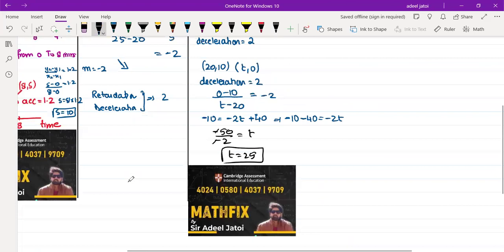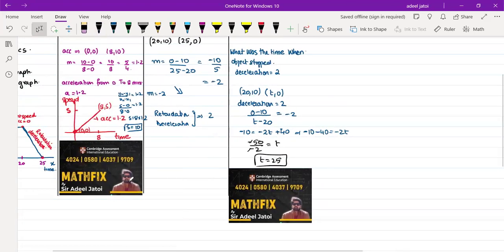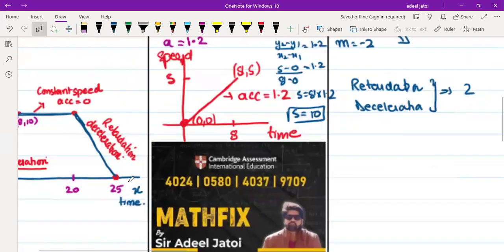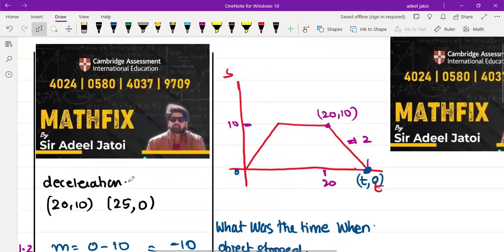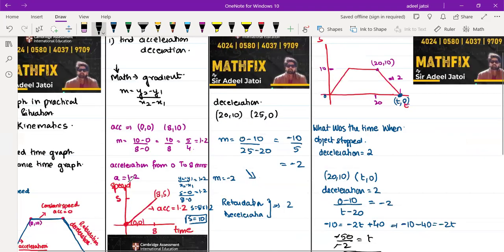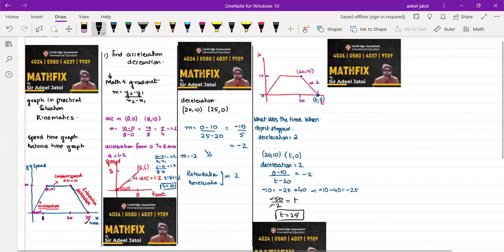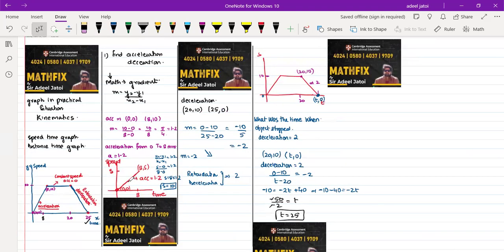So you end up having the same answer as we started off with, what? 25. But in this case, obviously, since the t was not given, we found t using the deceleration. The concept I was focusing on here is that when the examiner gives you deceleration, the examiner will not give you the sign of the deceleration. You need to introduce the sign yourself.